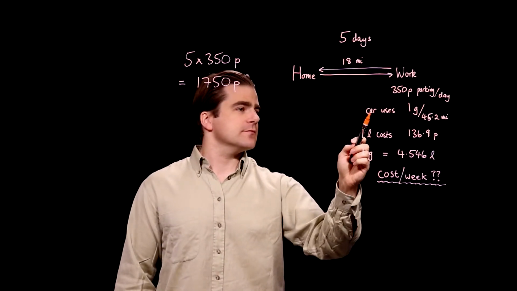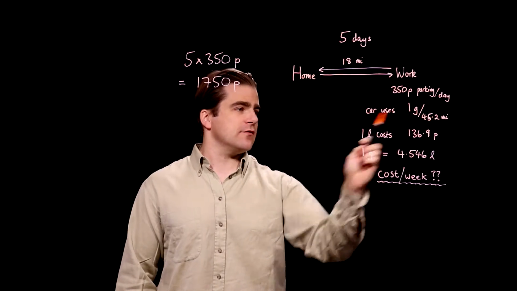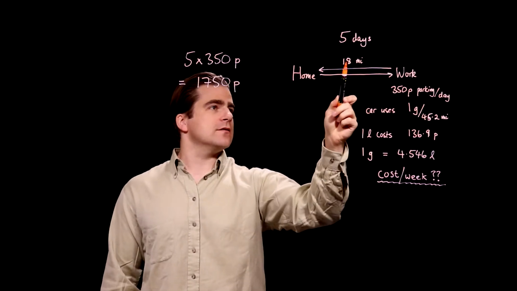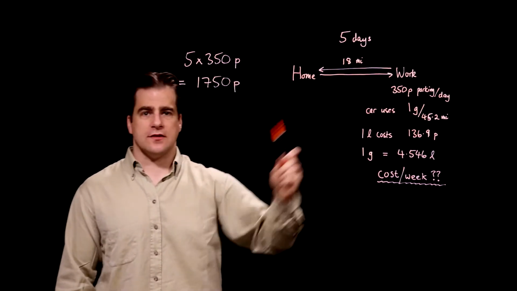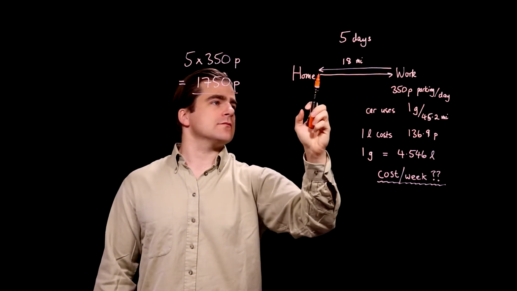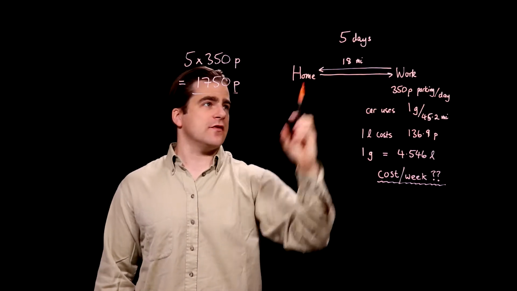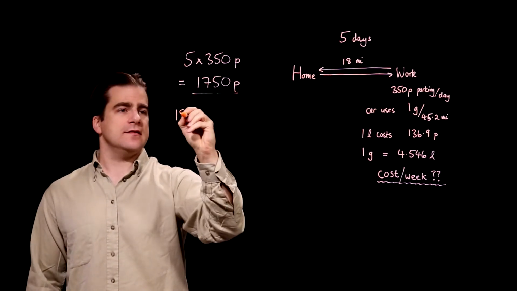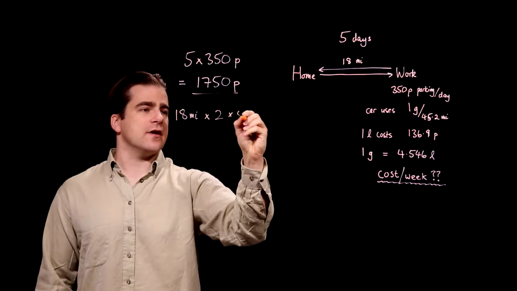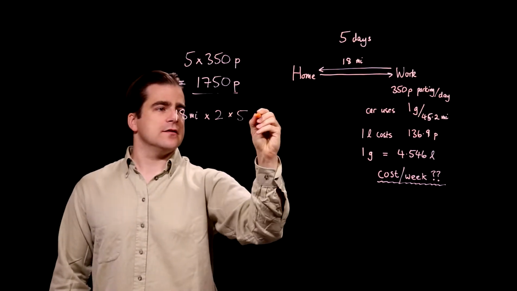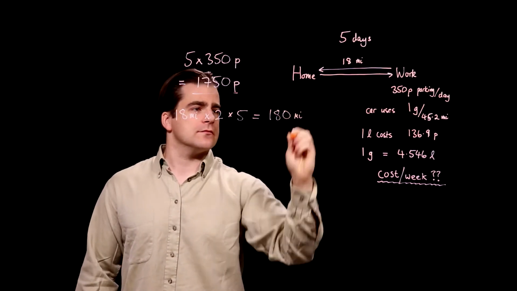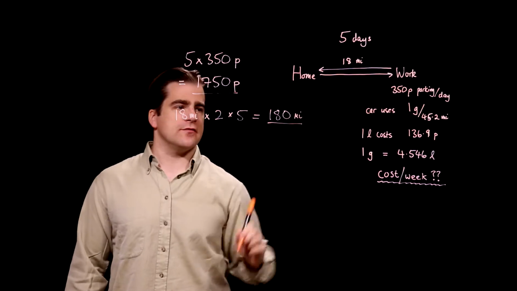Right, next. He uses 1 gallon every 45.2 miles. Okay, there's miles in there. We're clearly going to have to work out the total distance he travels. Well, the total distance is there and back in 1 day times 5 days. So it's 18 miles times twice a day times 5 days. 2 times 5 is 10. So it's 180 miles. Okay, that's how far he drives every week.